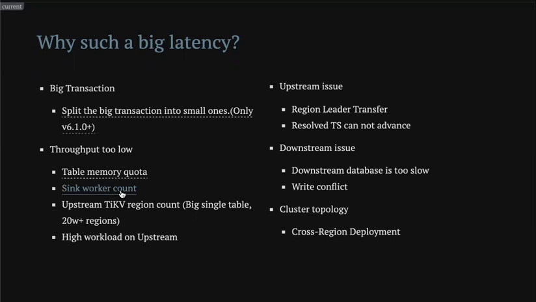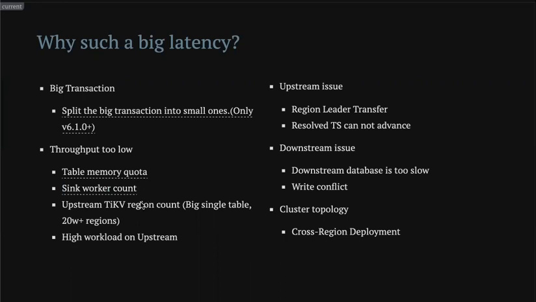In TiCDC, we have multiple sync workers. We can send the data in parallel if there are no conflicts. So we can increase the sync worker count to get better performance, because more workers can send the data to the downstream at the same time. So maybe you will get a higher throughput.